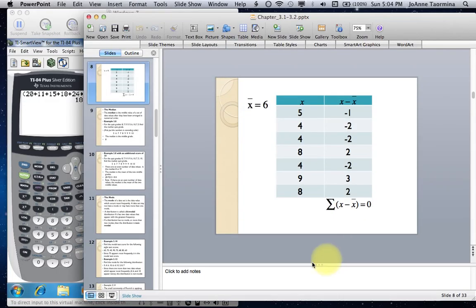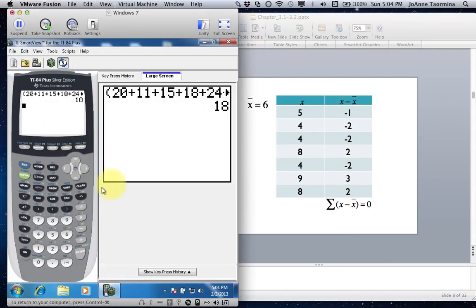I'm going to show you that on the calculator real quick. Okay, so negative 1 plus a negative 2 plus negative 2 plus 2 plus a negative 2 plus 3 plus 2. Enter. 0. So remember to use the negative key instead of the minus. They're two different things. So here's your negative key.